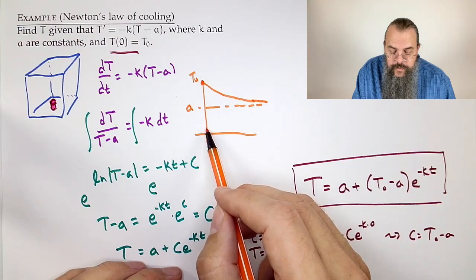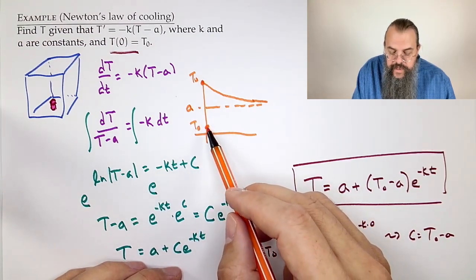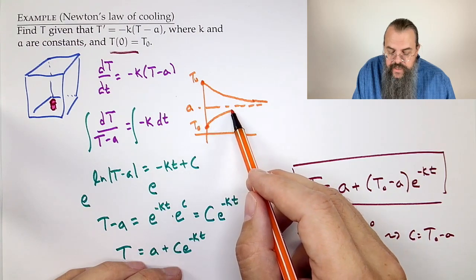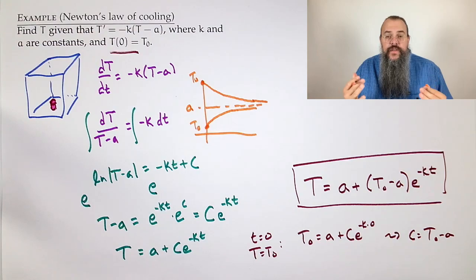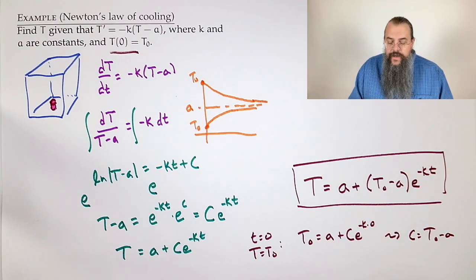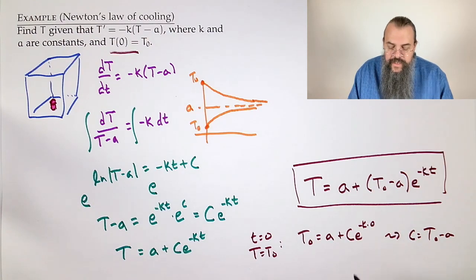On the other hand, if our temperature were below our ambient temperature, we would be going up, and in the long run, again, we're going to approach A, with the same sort of exponential thing going on. Now, on a side note, as a freebie, this is essentially the same model that we see with exponential growth and decay.